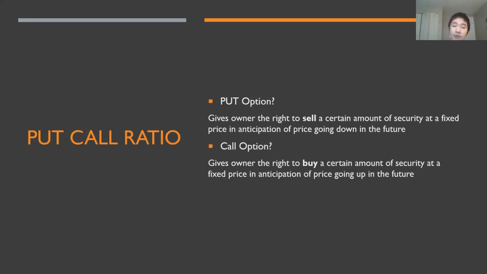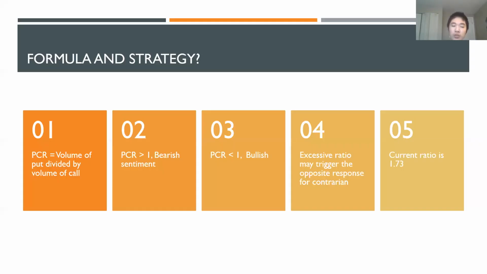So if a lot of put options are being bought, you could say the market is going bearish, while if there is a large volume of call options being bought, then the market is heading bullish. So what's the formula of the put-call ratio? It's basically the volume of put options divided by the volume of call options. If the put-call ratio is larger than 1, as I mentioned before, it's going bearish. If it's smaller than 1, then it's bullish.